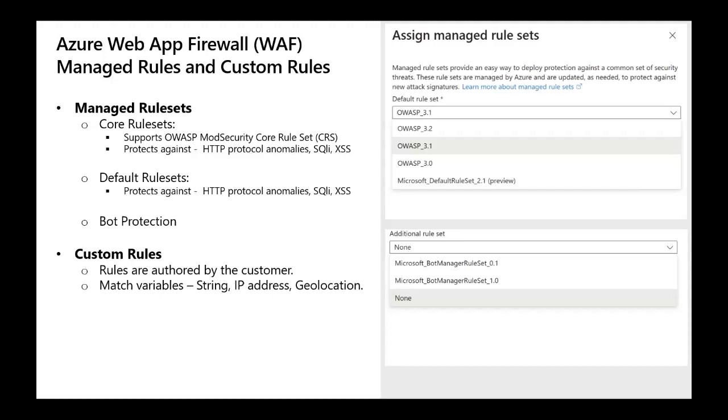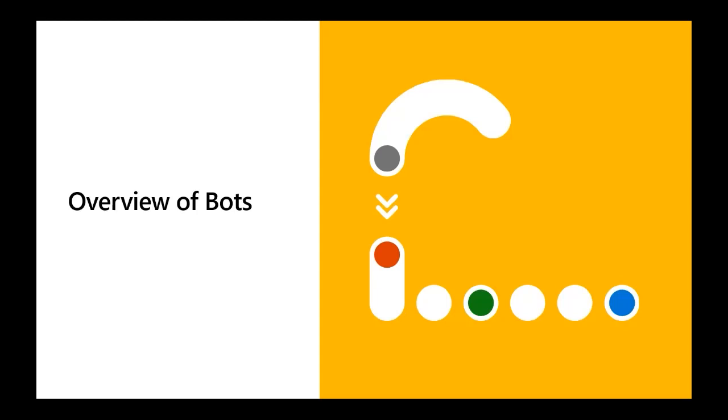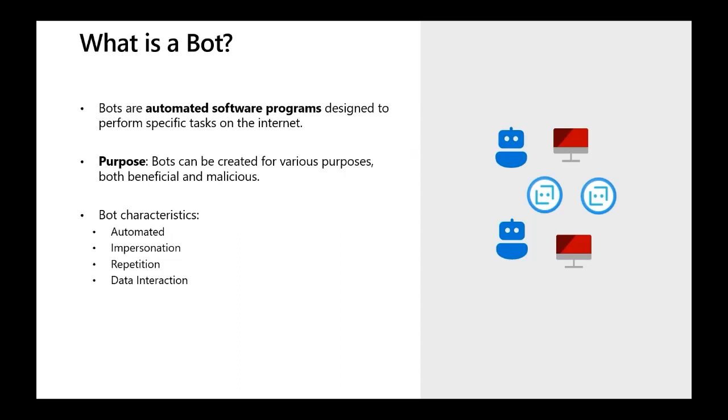Great. So having seen an overview of Azure WAF, this next section will take a look at bots, which also forms the main basis for this webinar. To start us off, we are going to define what a bot is and what its characteristics are. In essence, in the most basic form, bots are automated software programs that are designed to perform specific tasks, more so on the internet. They can be created for various purposes, and this can be both beneficial and malicious.